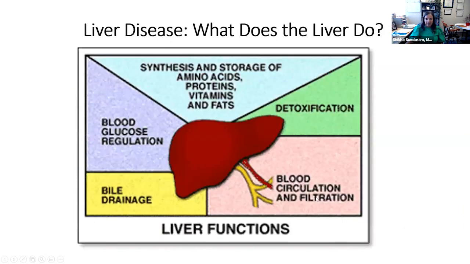I'm going to skip this. And then I'm going to turn to liver disease, which is really my favorite organ. So what does the liver do? I think it does a lot of things. It synthesizes and stores amino acids, proteins, vitamins, and fats. It acts as a detox house for the body. It regulates blood glucose. It drains bile or liver juice, which is really important to absorb nutrition. And then it's a filter generally from the body.